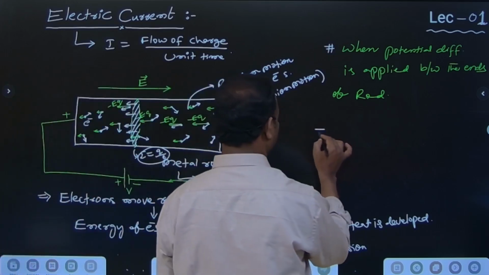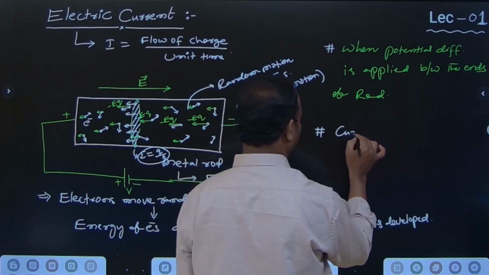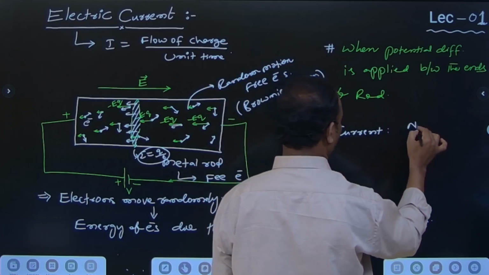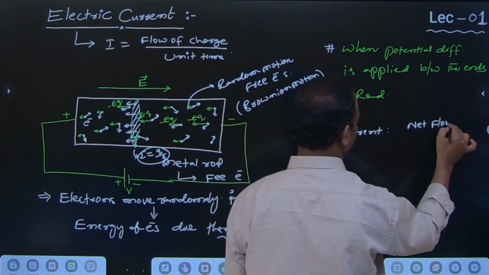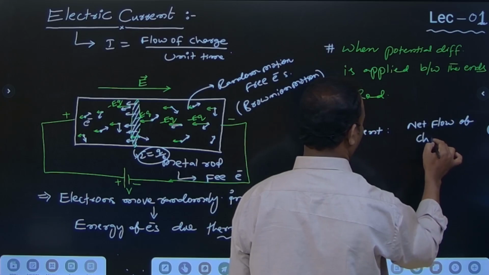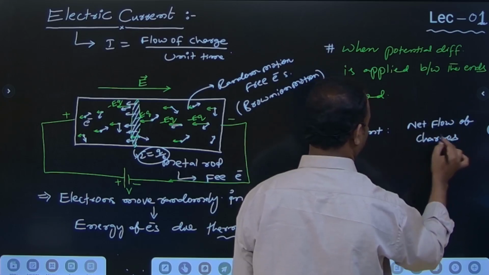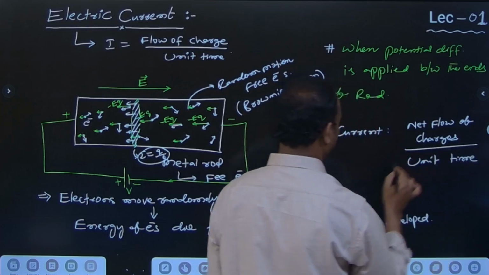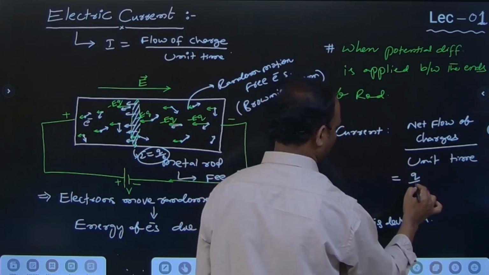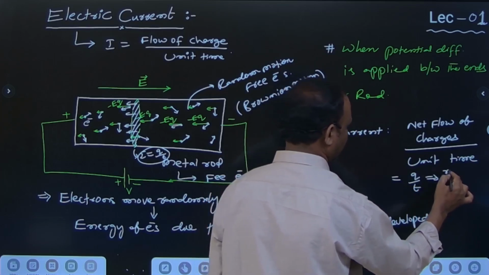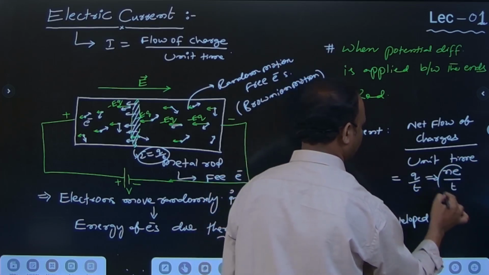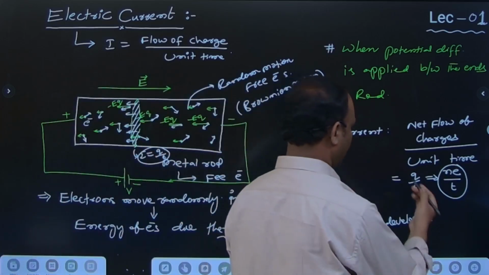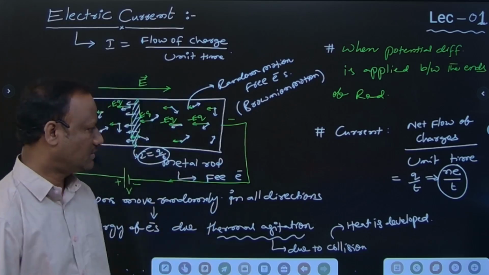So electric current is the net flow of charges per unit time. I is equal to Q by T, which is NE by T, where N is the number of electrons and E is the charge of an electron, which is 1.6 into 10 to the power of minus 19.